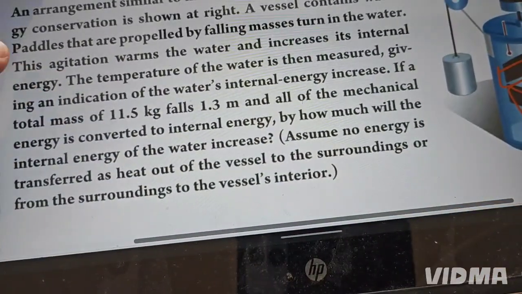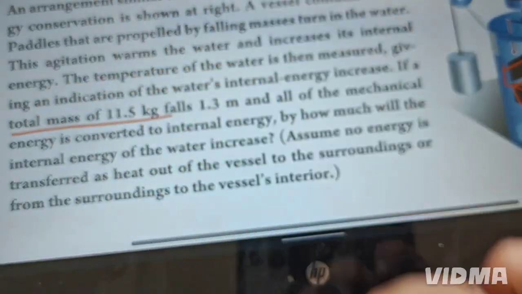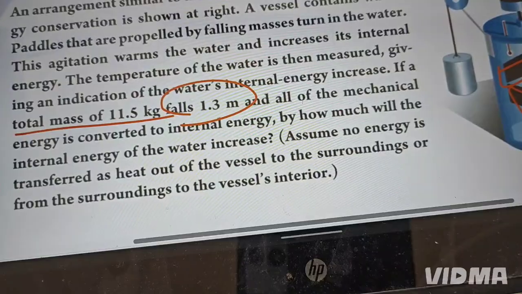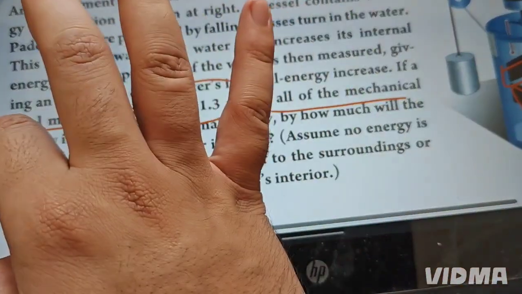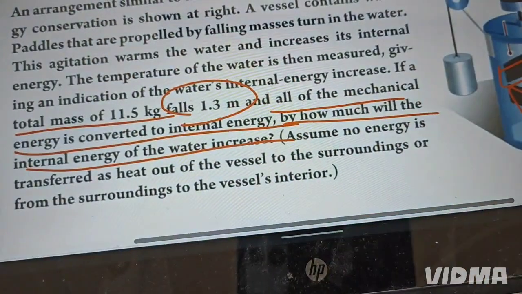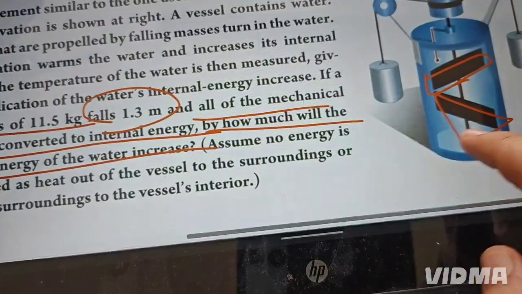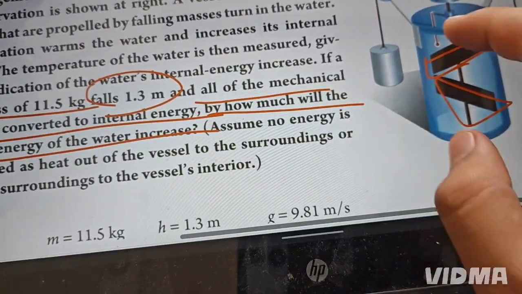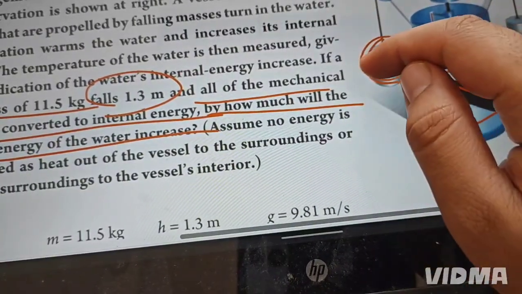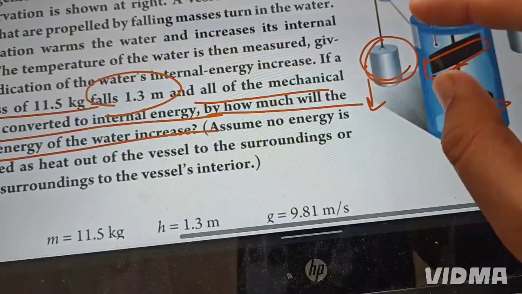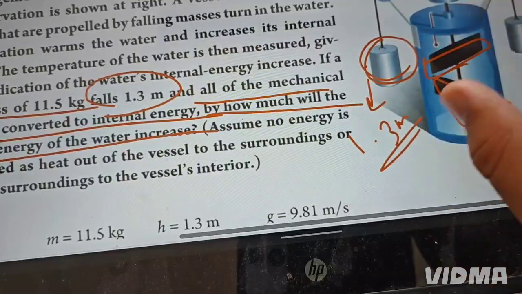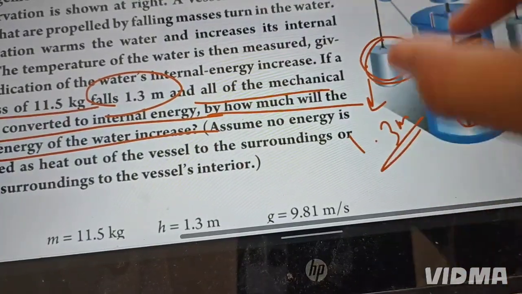So look in here. Actually, we have a mass of 11.5 and it falls 1 meter. There's a distance, and then all the mechanical energy is converted to internal energy. How much will the internal energy be increased? One of them is suspended by this mass. This mass falls down, takes some distance, and the distance is 1.3 meters. This is the distance of each object that is suspended with this device, and it falls down.